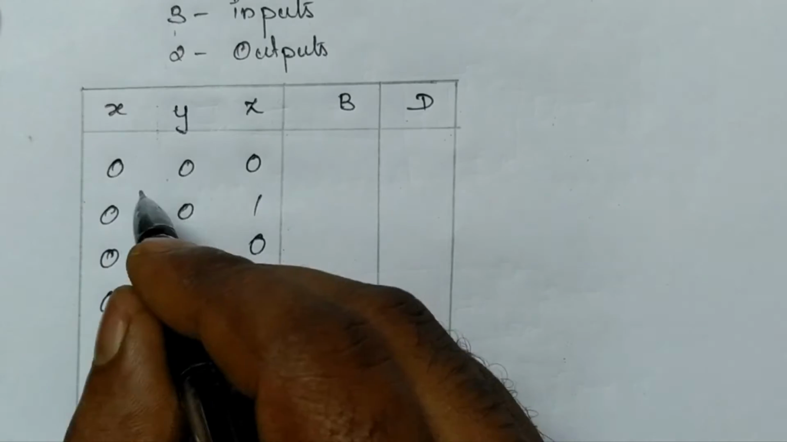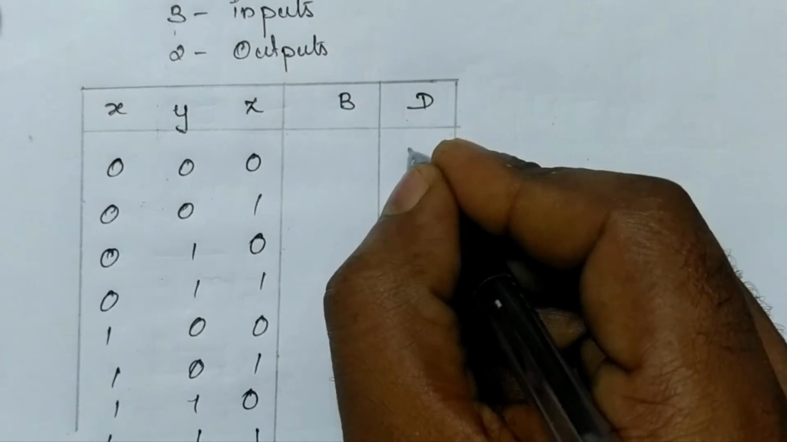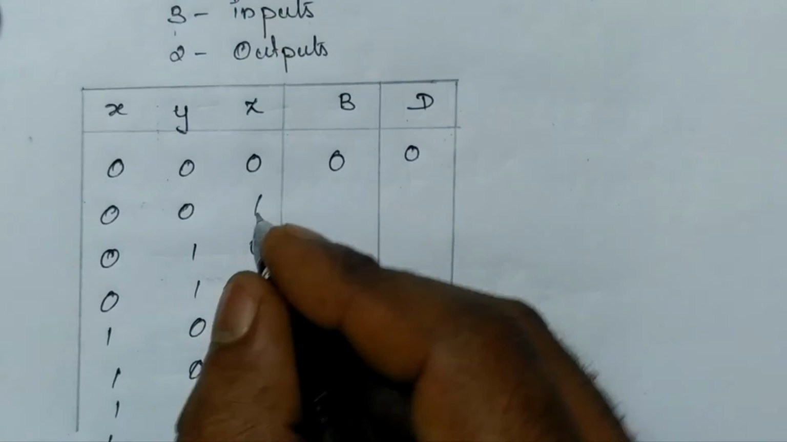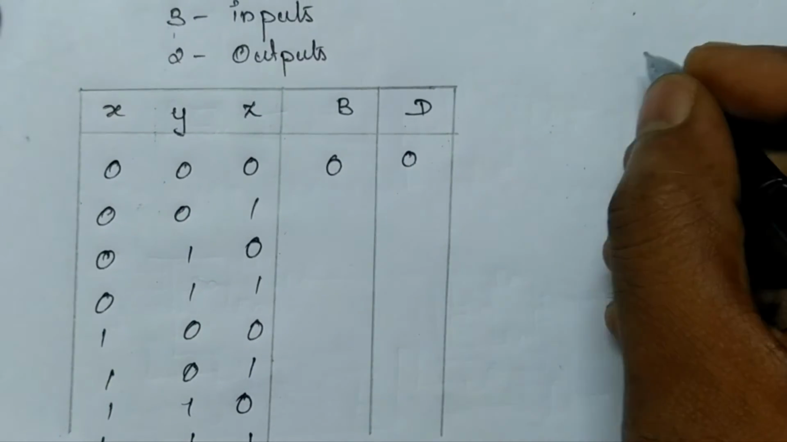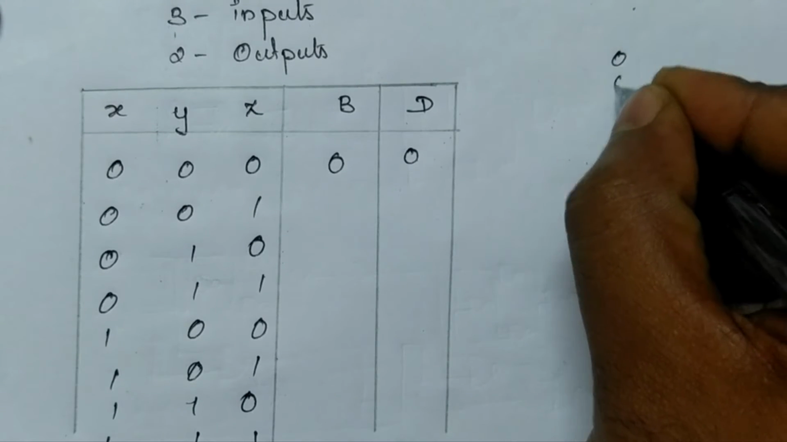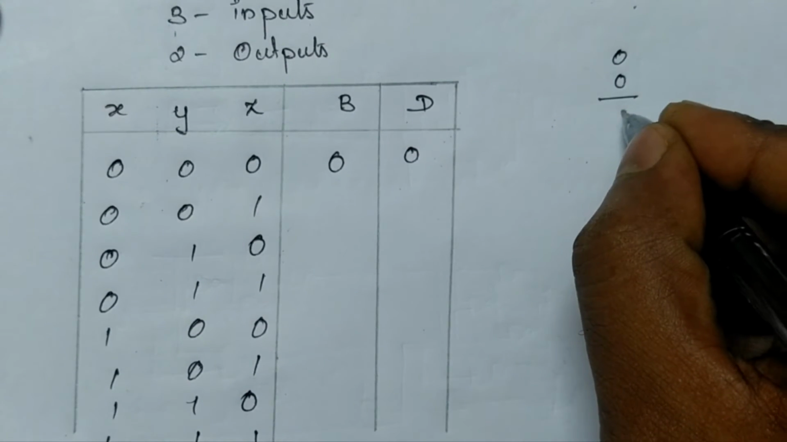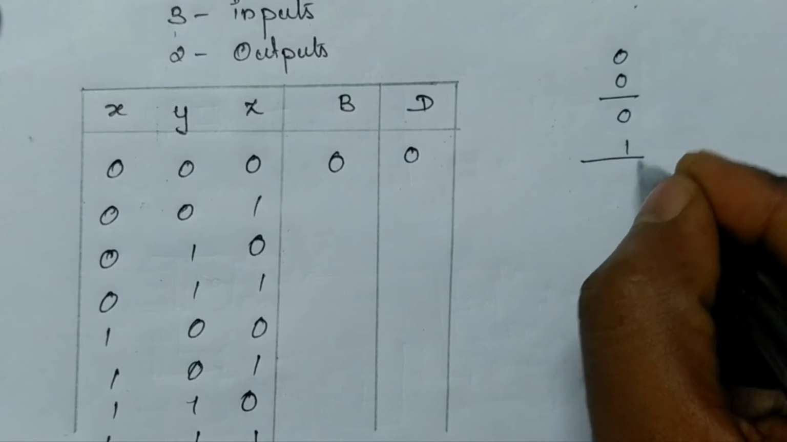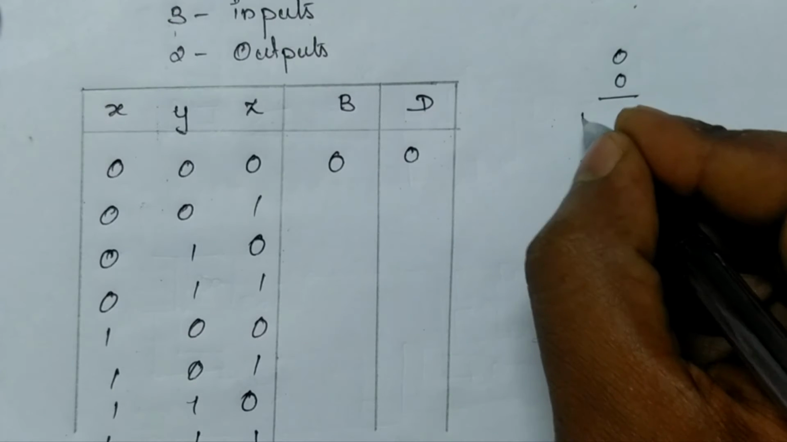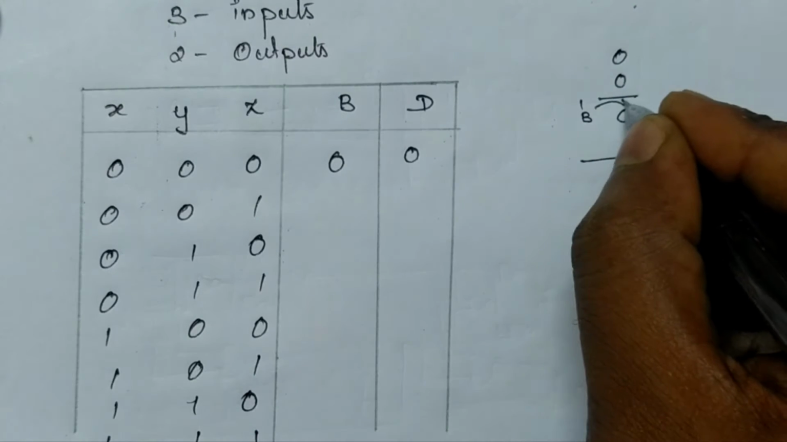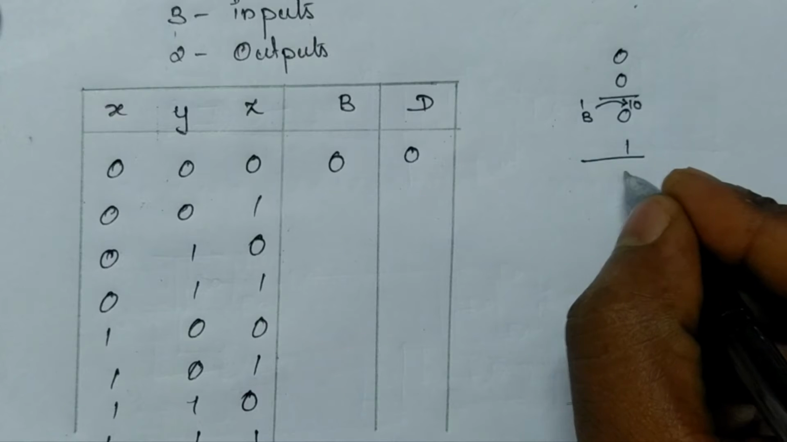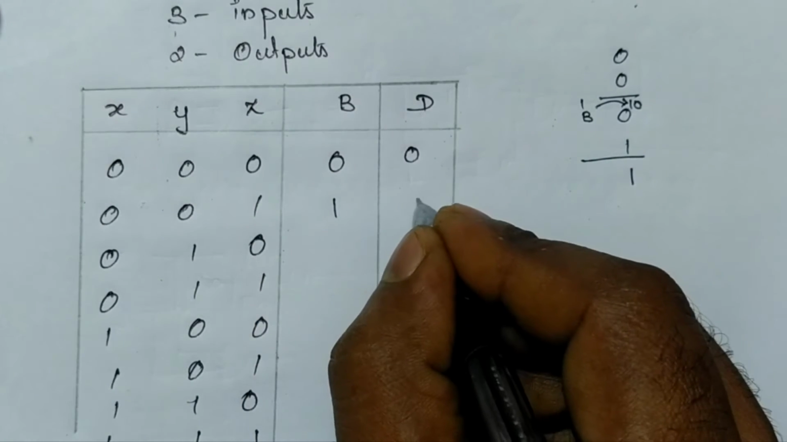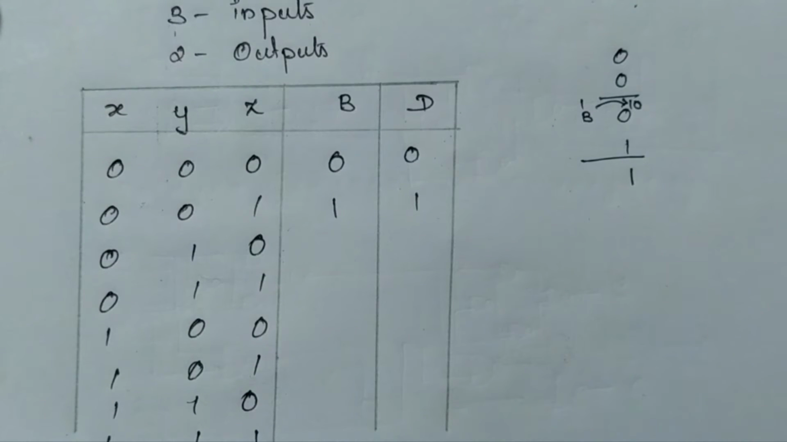For 0 0 0, the difference is 0 and borrow is also 0. Likewise, for the first two digits 0 0, the difference is equal to 0 and the last digit is equal to 1. Therefore we cannot subtract it, so we need to borrow 1. Therefore the value will be 1 0, and 1 0 minus 1 1 gives borrow 1 and difference also 1.